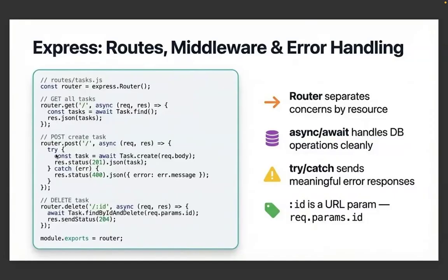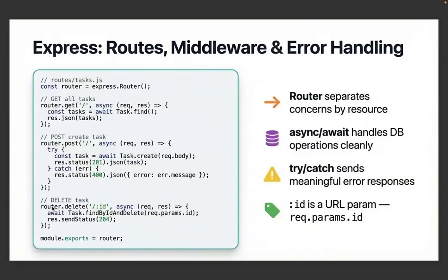The second pattern I wanted to mention is the error handling. So you can see in the POST route, we wrap our database call in a try-catch block. If the database fails to create the task, it will fall to the catch block, right? And sends a meaningful 400 error back to the client instead of crashing the server. So this is safer.